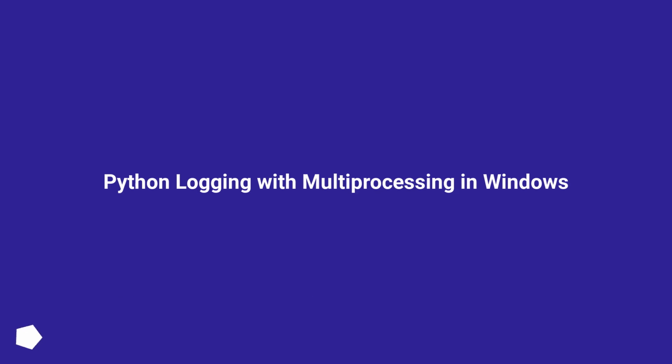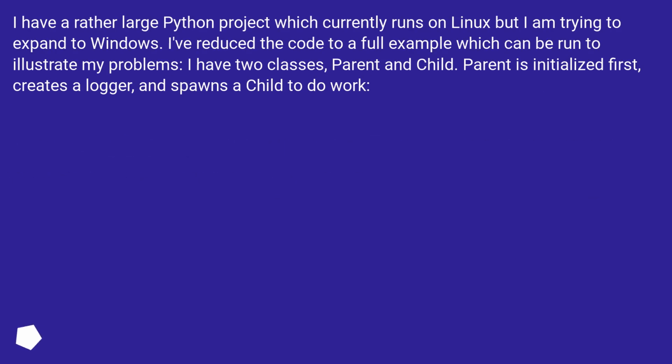Python logging with multiprocessing in Windows. I have a rather large Python project which currently runs on Linux that I am trying to expand to Windows. I've reduced the code to a full example which can be run to illustrate my problems. I have two classes, parent and child. Parent is initialized first, creates a logger, and spawns a child to do work.